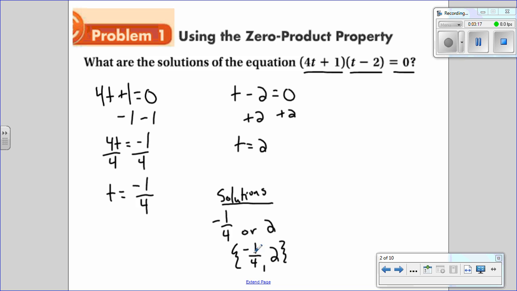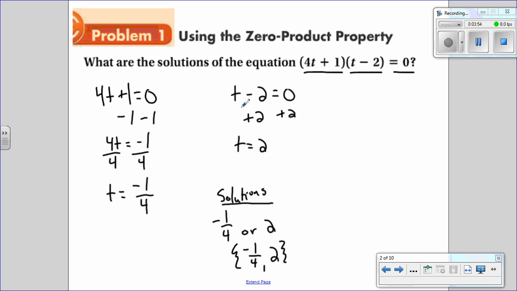And so think about this. If we plug -1/4 back in here, we get -1/4 minus 2, so that's -2 and 1/4. But over here, 4 times -1/4 is -1. -1 plus 1 is 0. And then 0 times what this equals 0. So that works. Or if we plug 2 in, over here we get 4 times 2 is 8, plus 1, we get 9. But over here we get 2 minus 2, which is 0. 9 times 0 is 0. And so that's how these are solutions.